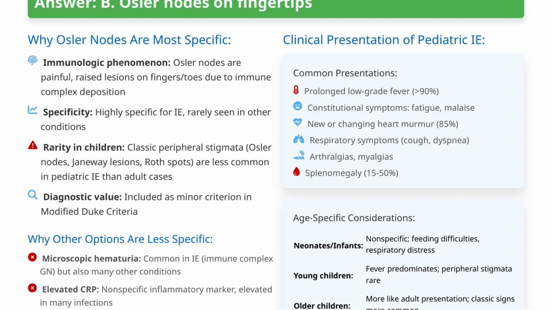Microscopic hematuria occurs in infective endocarditis due to immune complex glomerulonephritis, but is also present in many other conditions. Elevated C-reactive protein is a non-specific inflammatory marker elevated in virtually all infections. Similarly, leukocytosis with left shift is common in most bacterial infections. It's worth noting that classic peripheral stigmata like Osler nodes, Janeway lesions, and Roth spots are actually less common in pediatric infective endocarditis than in adult cases, particularly in younger children.